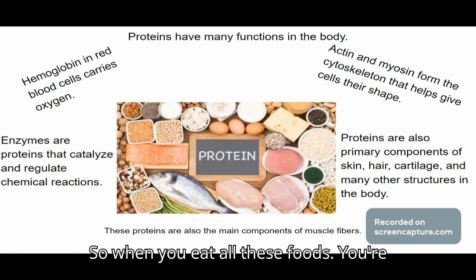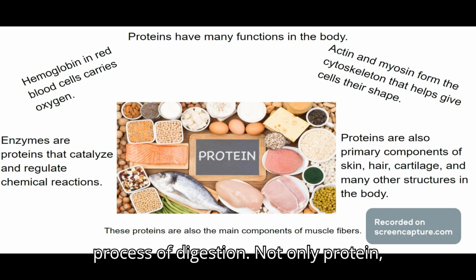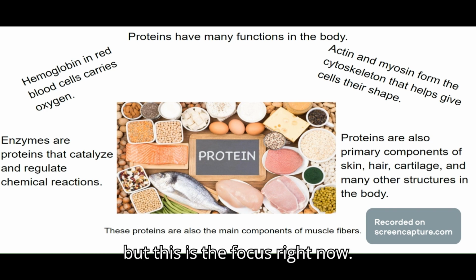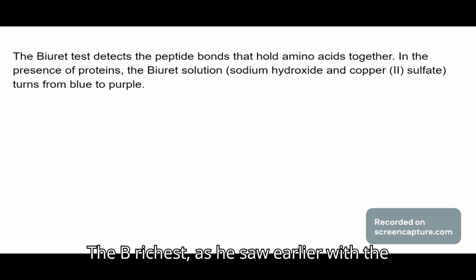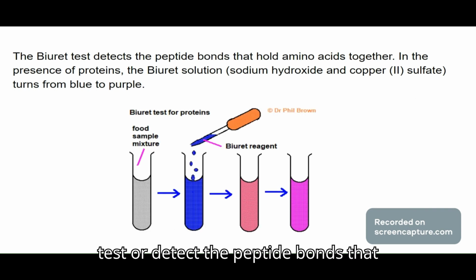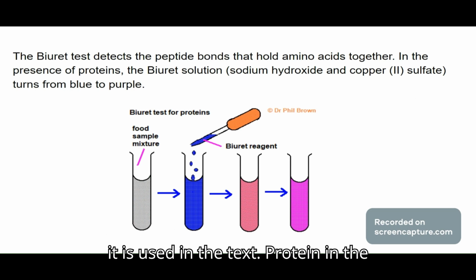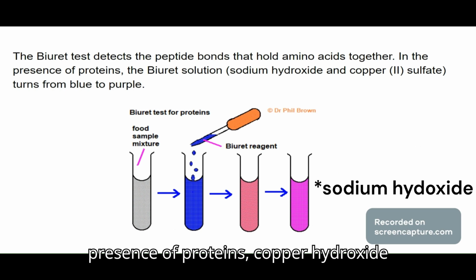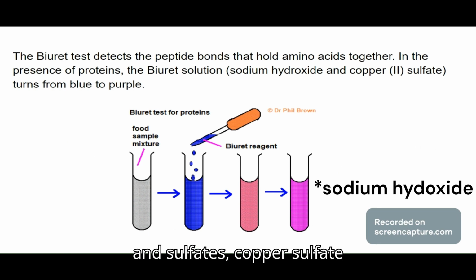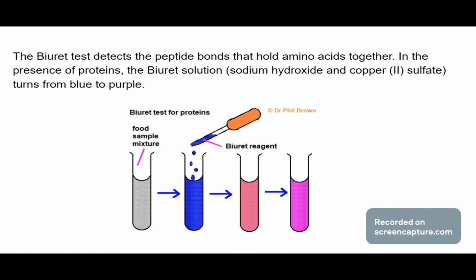So when you eat all these foods, you're basically absorbing protein through the process of digestion. Not only protein, but this is the focus right now. The biuret test, as we saw earlier with the biuret solution, is what is used to test or detect the peptide bonds that hold amino acids together. So it's what is used to detect protein. In the presence of proteins, copper sulfate turns from blue to purple. So the final result is going to be purple if there is any protein in the sample.